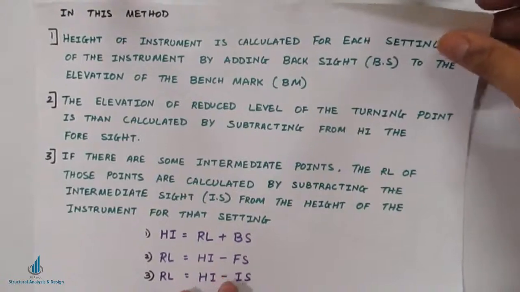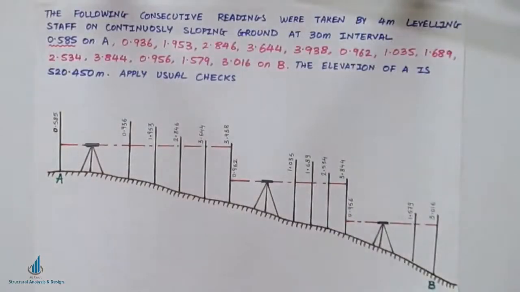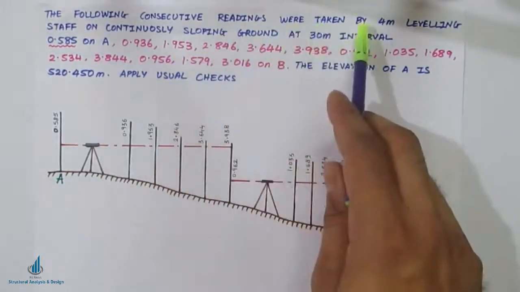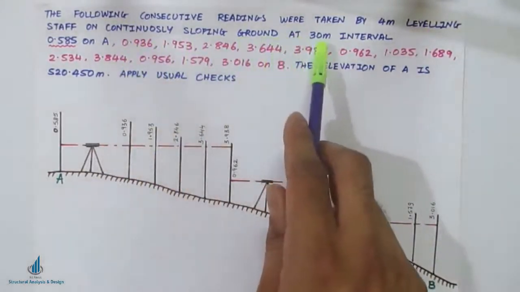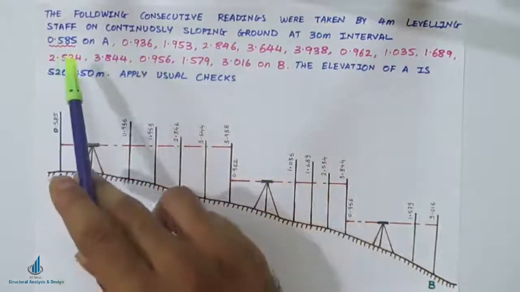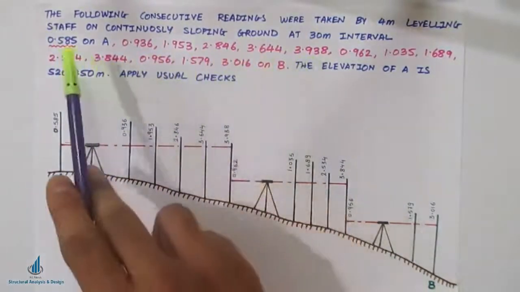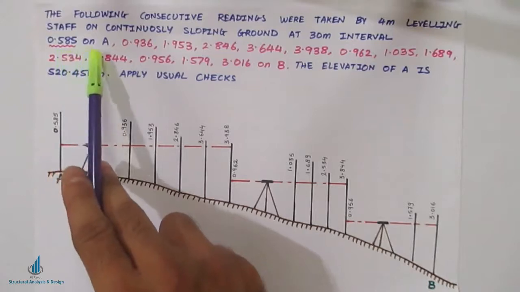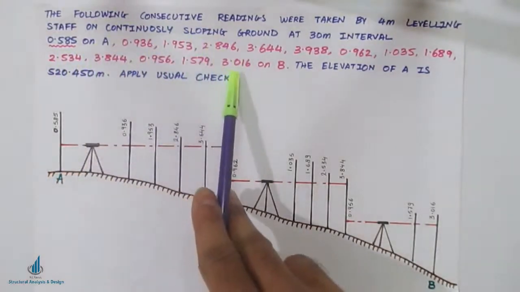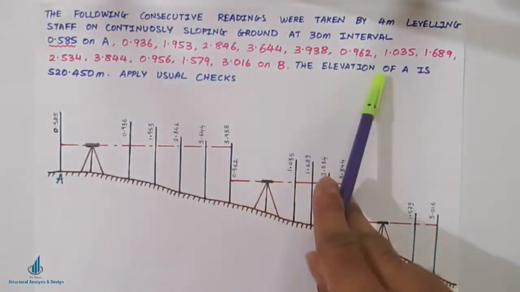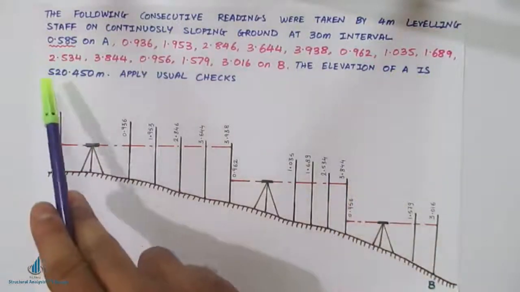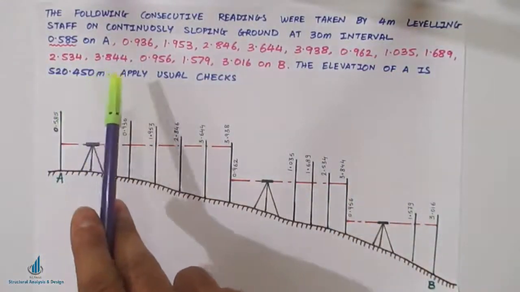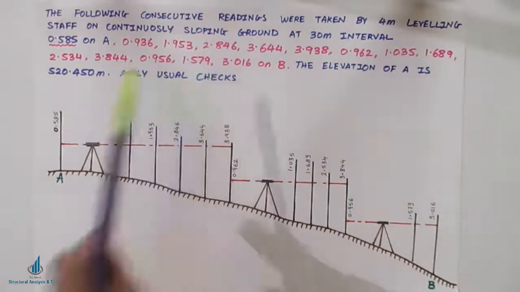So we shall take up one example for clear understanding of the height of instrument. The following consecutive readings were taken with a 4-meter leveling staff on continuously sloping ground at 30-meter intervals. These are the readings at different points. The first reading is 0.585 on point A, and the last reading is 3.016 on B. The elevation of point A, the starting point of the survey, is 520.450 meters, and you also have to apply the usual checks.